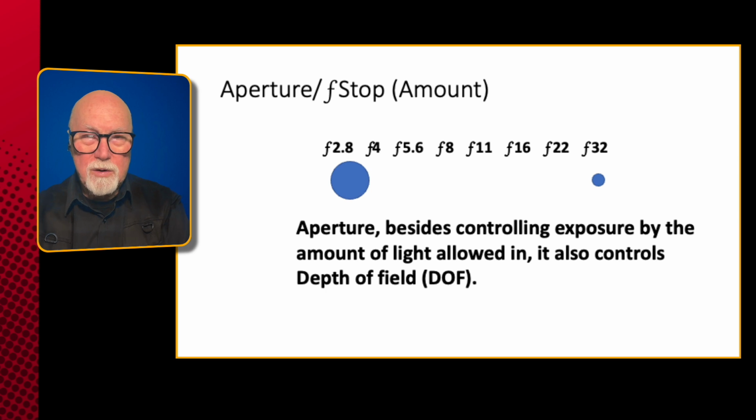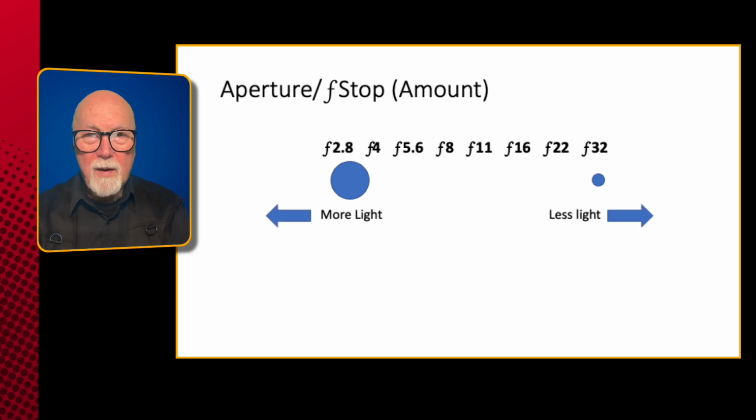Besides controlling exposure by the amount, aperture also controls something called depth of field, or DOF. And depth of field is something, again, that we'll cover in a future class as to how it works and how to take advantage of it. For now, you have to understand that there's more light allowed in with the smaller f-stop number and less light allowed in with the larger f-stop number.